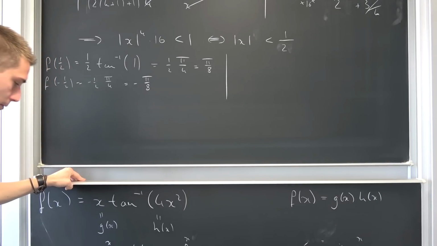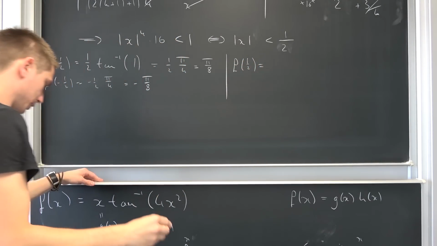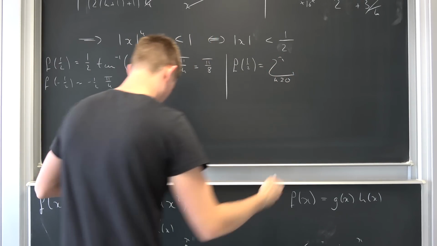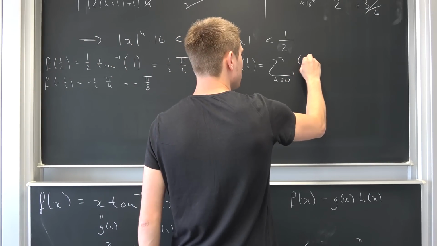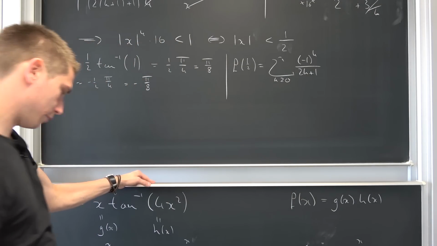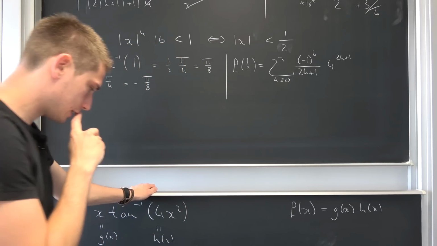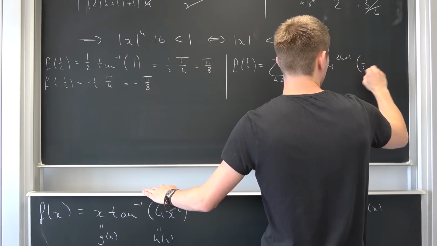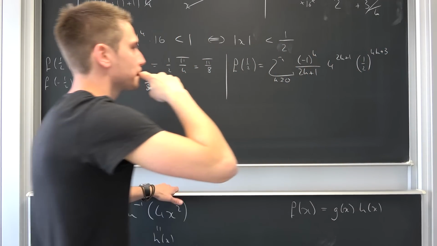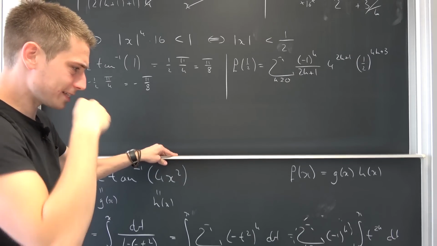So, plugging in 1/2 at first, f of 1/2 is going to result in an absolute series of negative 1 to the kth power over 2k plus 1, and also we have 4 to the 2k plus 1th power, and then times 1/2 to the 4k plus 3. Isn't that the same one as here, right?